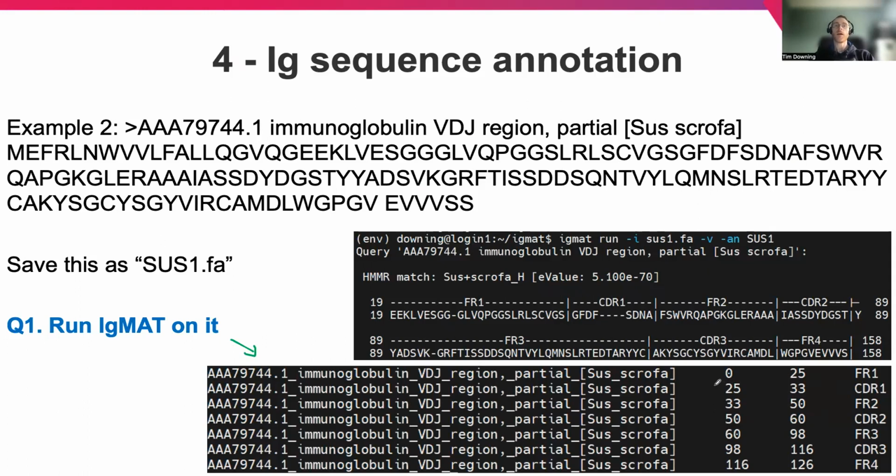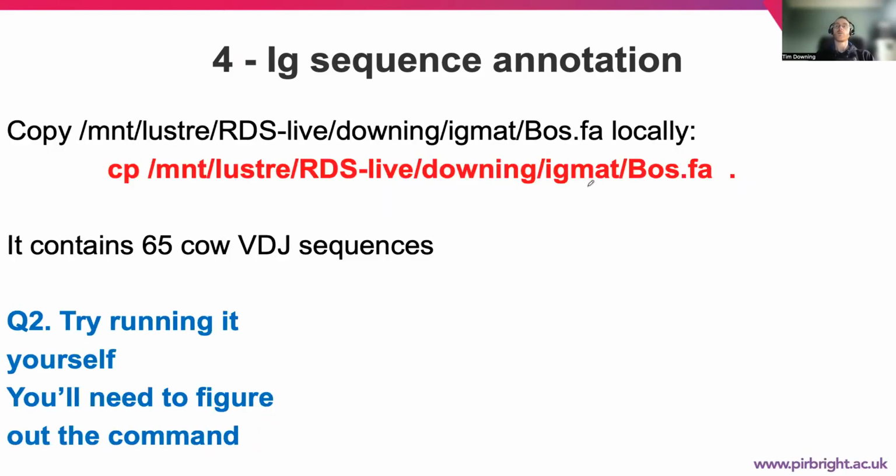What we'll do as well is run this on a larger number of Bos taurus sequences, 65 in total, and we'll see how that works. So we're going to switch over to the server now.